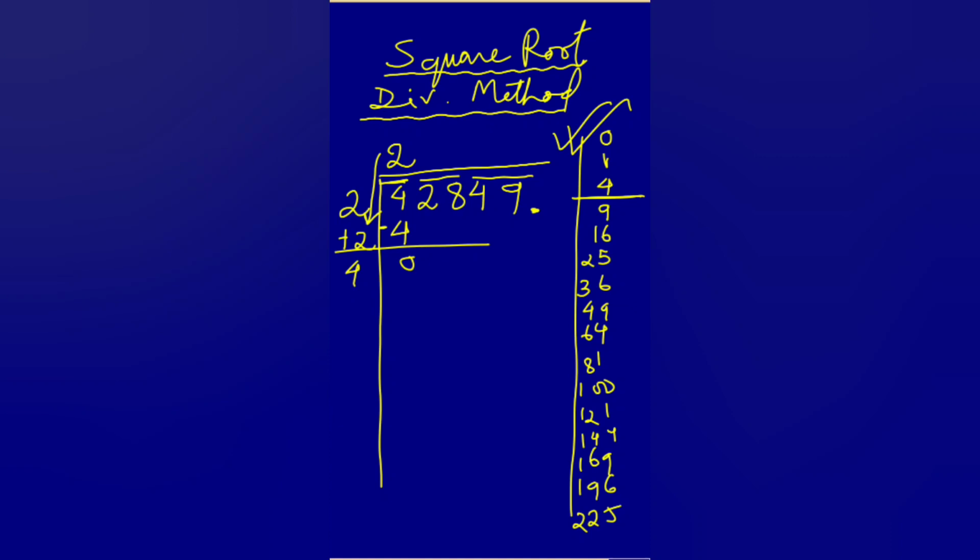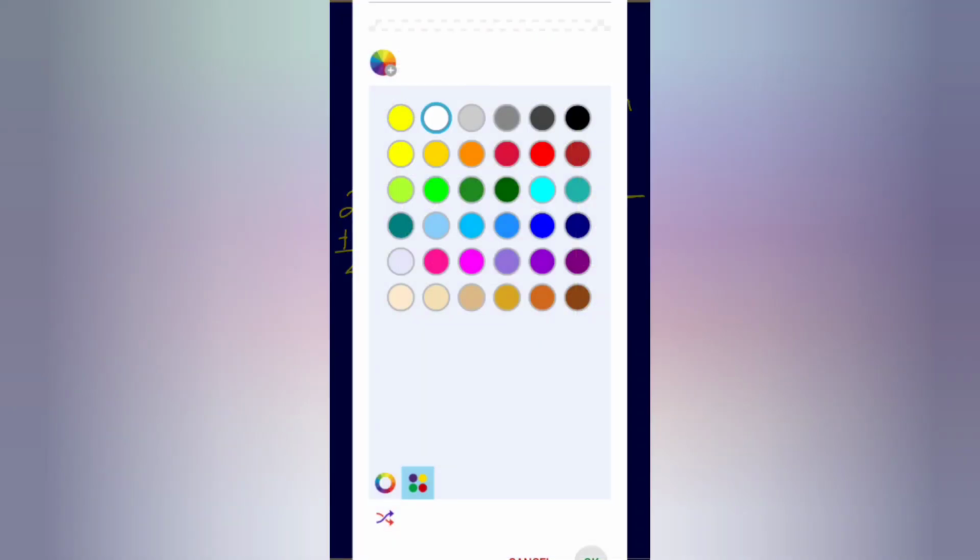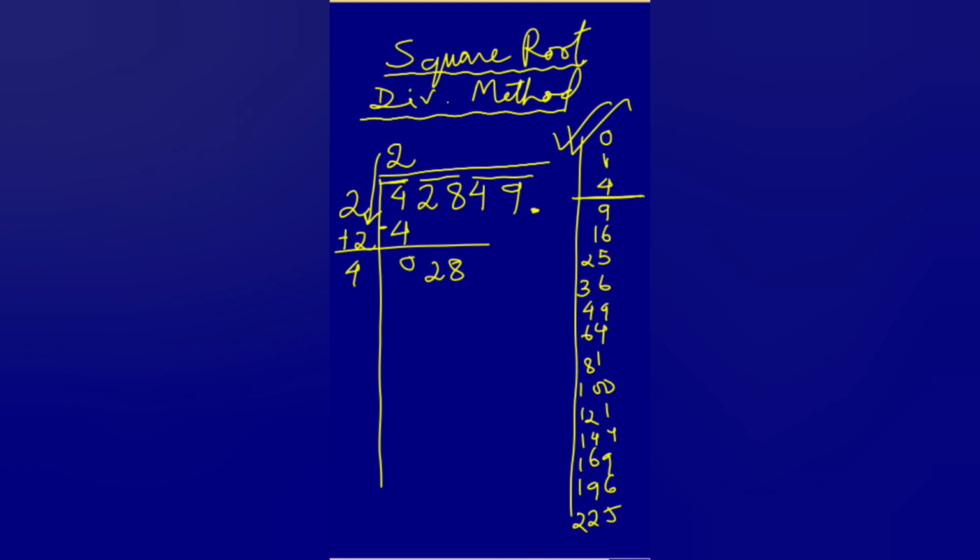Bring down the next pair of numbers, that is 28. Now what I am supposed to do is, if I change the color, it will help you. Let me change it to white. Now if I put 0 here, I have to put 0 on top too. 40 into 0, if I put 0 there, it will become 40. And if I put 0 on top, it will become 0 there.